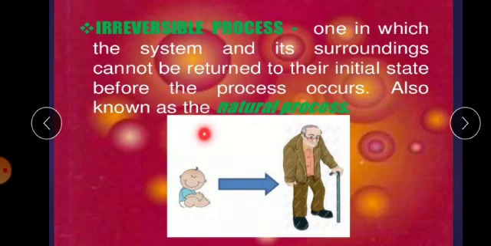It is actually because the surroundings as well as the system are not in equilibrium with each other. So this is known as an irreversible process.